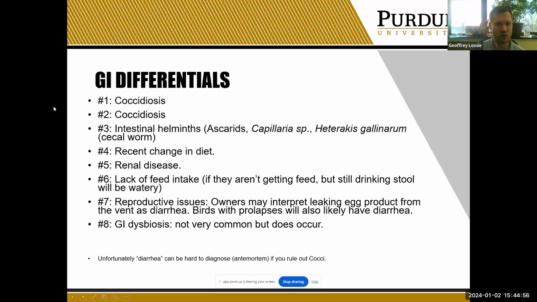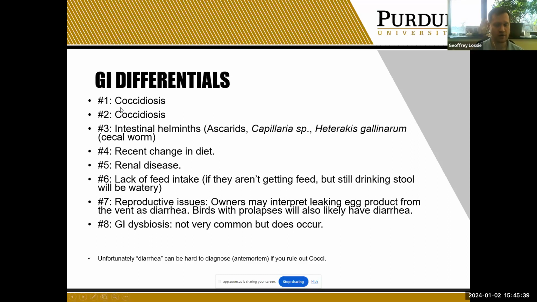Let's see, GI differentials. The big one that I want to point out is that oftentimes your number 1 and number 2 differential should be coccidiosis. Coccidia being a single-celled, or what we call protozoal parasite that live within the cells that line the intestines and cause diarrhea. Oftentimes it can be blood tinged, so some bloody diarrhea, and it causes emaciation, water loss, decreased nutrient uptake, and can lead to death as well. But for backyard or small flocks, coccidiosis is my number 1 differential.